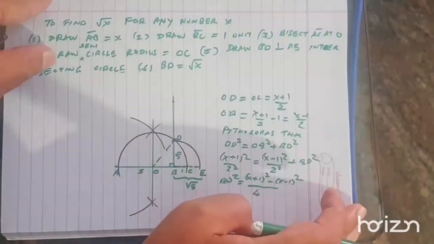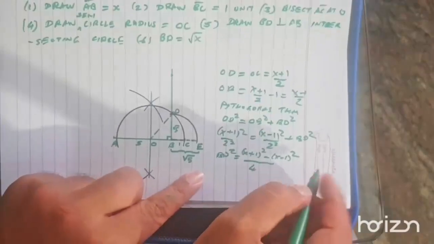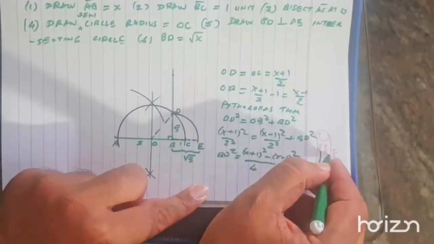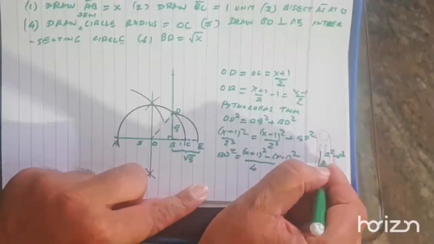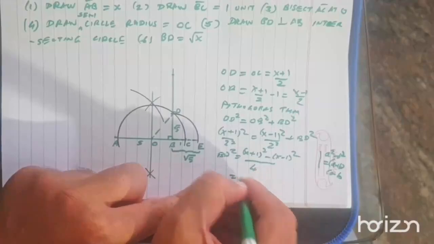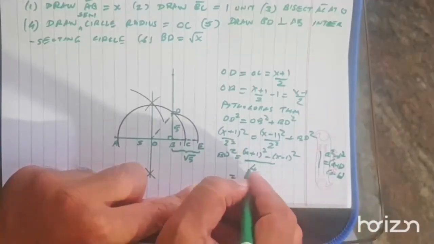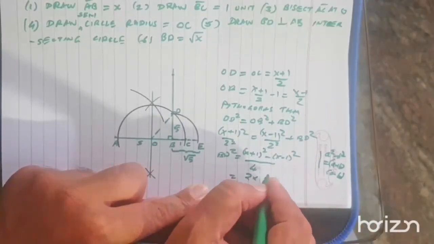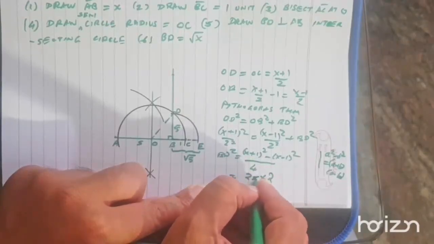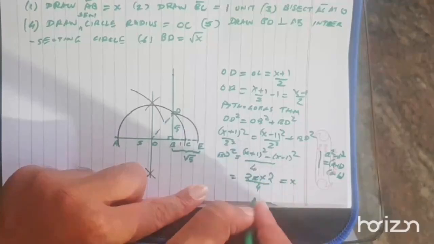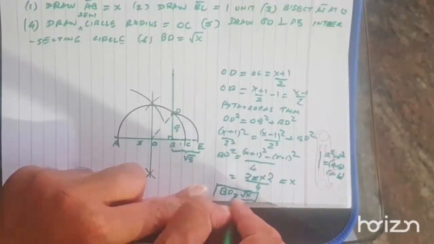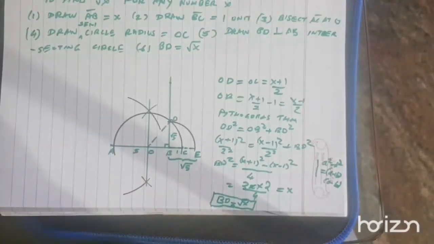So we know from our previous classes that a squared minus b squared is equal to (a plus b) into (a minus b), okay. So here what we can say is that x plus 1 plus x minus 1 will give you 2x, and x plus 1 minus (x minus 1) will give you 2, giving you x. So BD is equal to square root of x, okay. So this proves that when you construct like this, actually what you're getting is right.